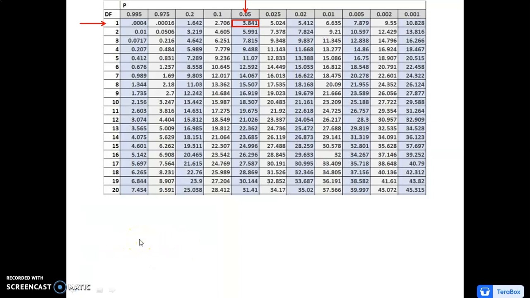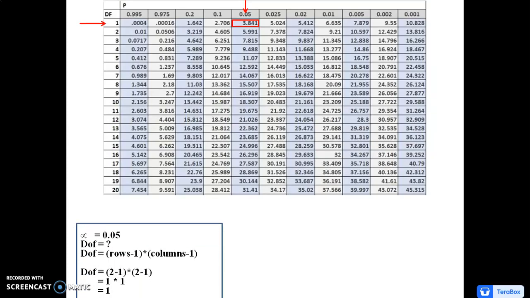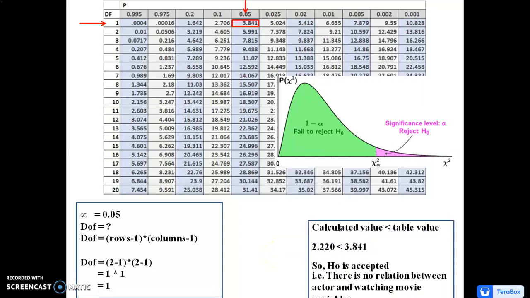So how many rows did we have? We had 2 rows, that is these 2 rows, and how many columns did we have? 2 columns. So if we put that into the formula, 2 minus 1 multiplied by 2 minus 1, so 1 into 1 is 1. So degree of freedom is 1. That is why we will go to this particular row, which is 1. And the critical value is 0.05. So we will go here, and wherever it intersects, that particular value we will use for comparing with the calculated chi-square value.